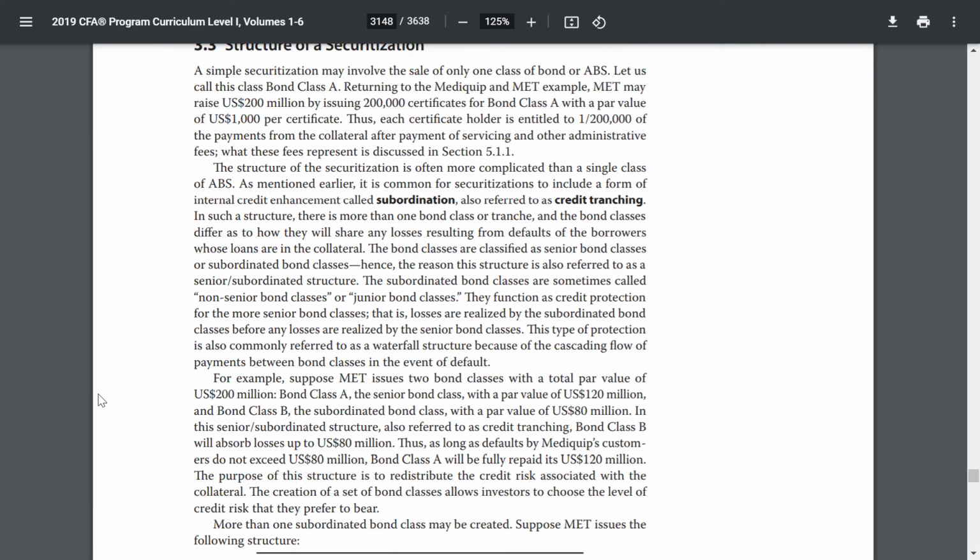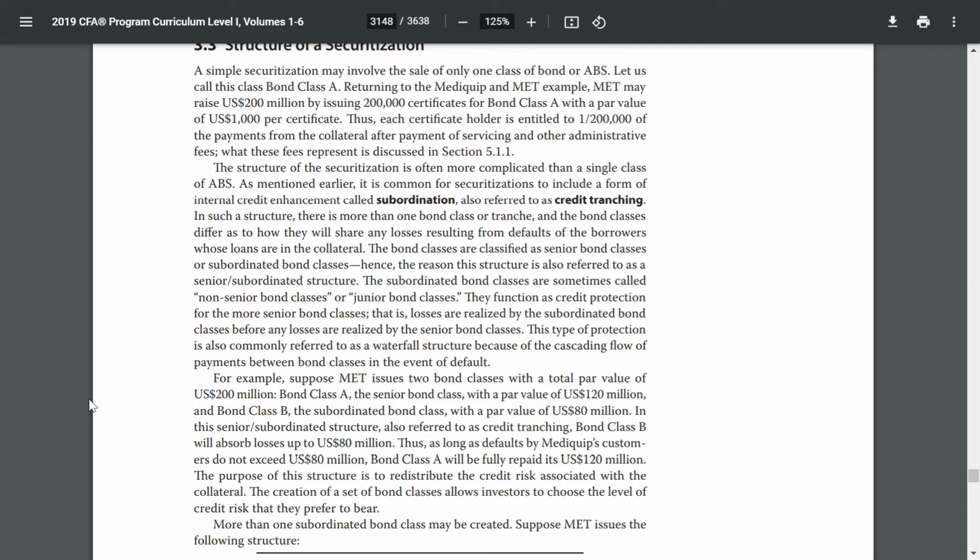Structure of the securitization. A simple securitization may involve the sale of only one class of bonds or ABS. Let us call this class of bond Class A. Returning to the MedEquip and MET example, MET may raise $200 million by issuing 200,000 certificates of a Class A bond, with a par value of $1,000 per certificate. Thus, each certificate holder is entitled to one 200,000th of a payment from the collateral after payments of servicing and other administrative fees.